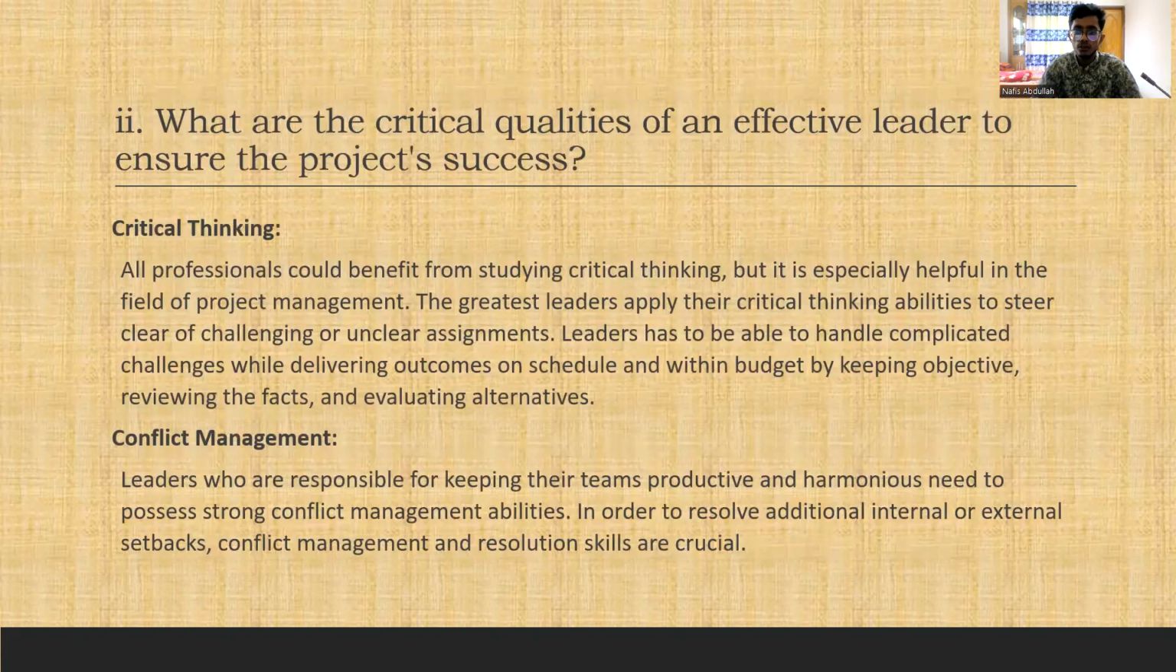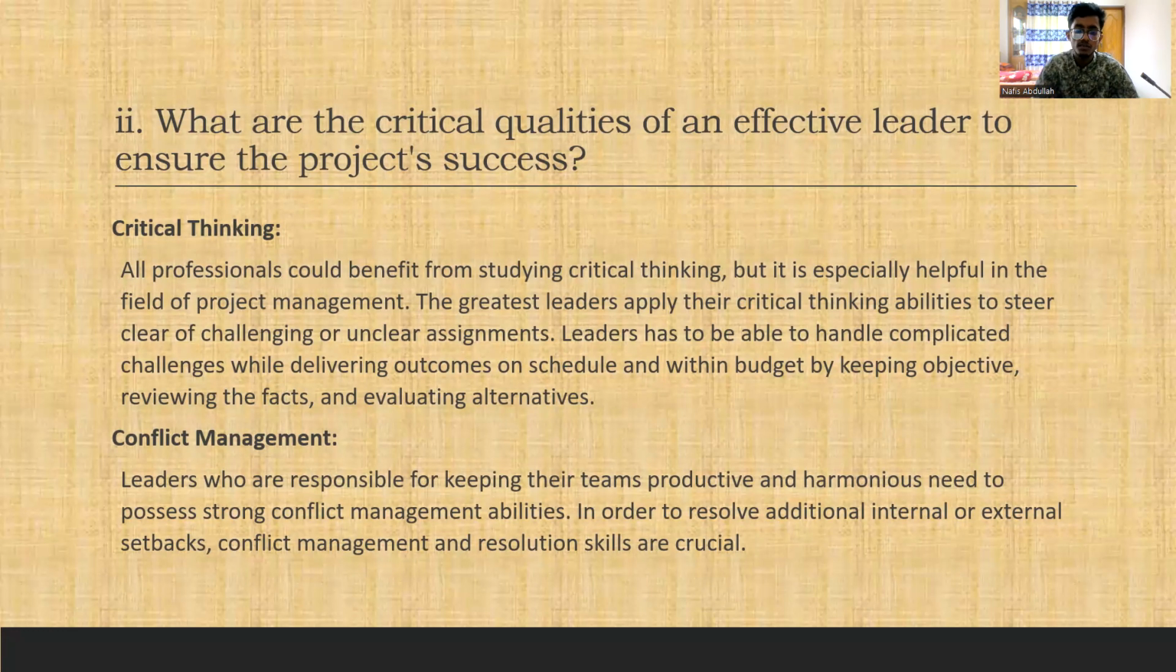Next, what are the critical qualities of an effective leader to ensure the project success? At first, the critical thinking. All professionals could benefit from studying critical thinking, but it is especially helpful in the field of project management. The greatest leaders apply their critical thinking abilities to stay clear of challenging and unclear assignments. Leaders have to be able to handle complicated challenges while delivering outcomes on schedule and within budget by keeping objective and reviewing the facts and evaluating alternatives.